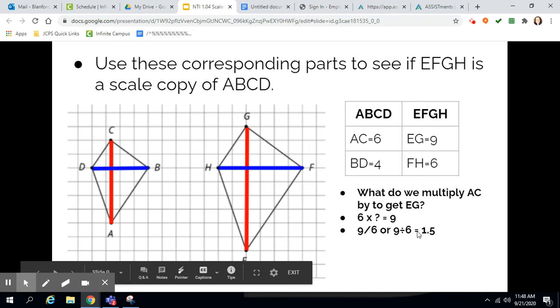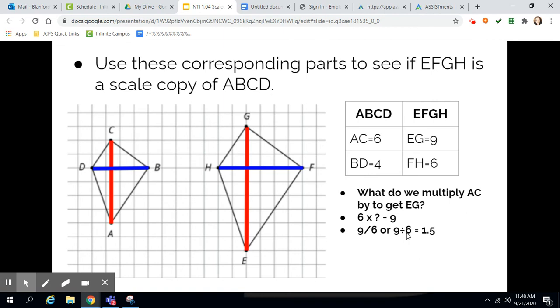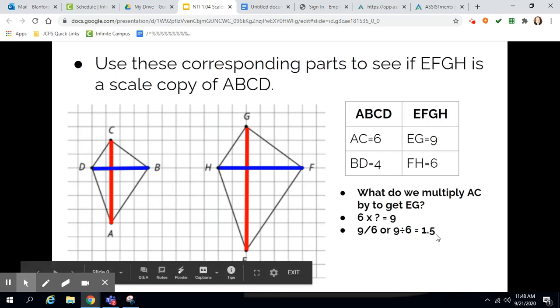So I wrote it in two ways. You can write 9 divided by 6 like this, which actually means the same thing as this fraction 9/6, because fractions are division, okay? Now, you can use a calculator and just do 9 divided by 6. If you do that, you're going to get 1.5, or 1 5/10. Or if you wanted to just reduce this fraction, you can do that too.